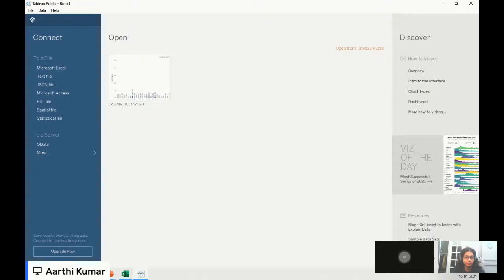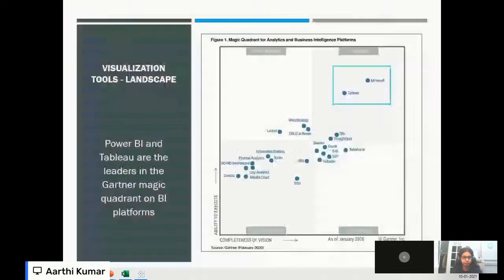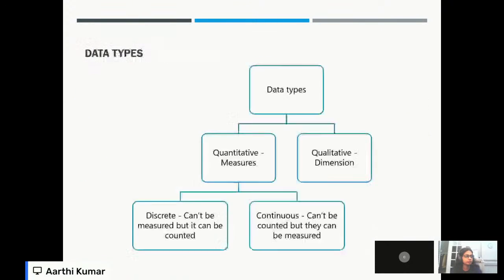Is it possible to vividly describe discrete and continuous data type? Yeah, sure. Okay, so discrete and continuous, like I said, discrete is when you can count something. Like I said, number of children or the population size. These are all something that can be counted. So it is a discrete variable.